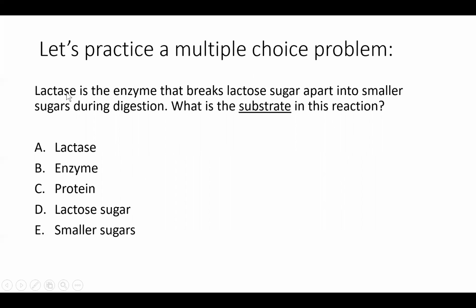Lactase ends in ACE, so that's the enzyme, and it tells you ACEs are enzymes. It breaks lactose sugar apart, so it's working on lactose sugar into smaller sugars. So the substrate is the lactose sugars. If I asked you what the product was, you would say smaller sugars. And if I asked you what the enzyme was, you would say lactase.